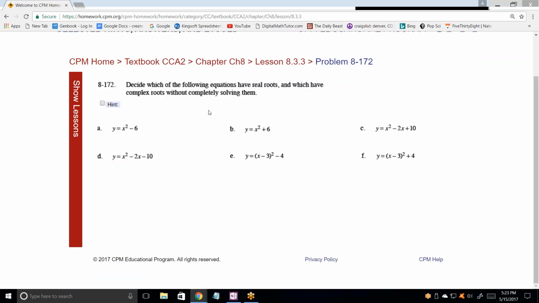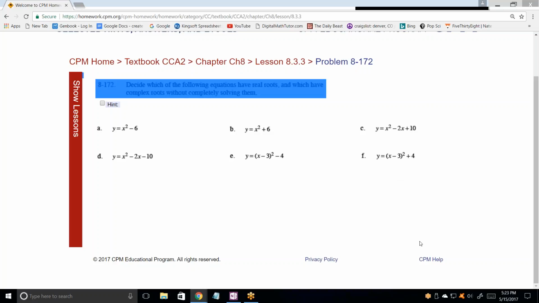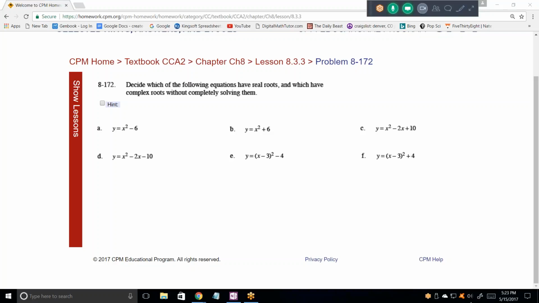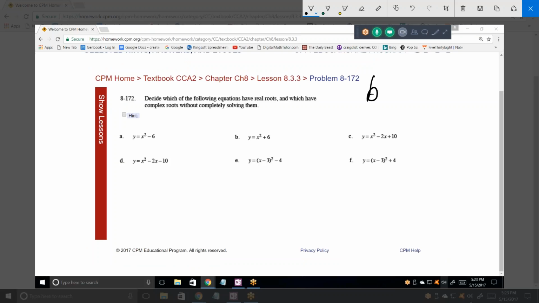What determines whether quadratics, these are all quadratics, every one of them, what determines what kind of roots it has? It's called the discriminant. What is the discriminant? It's what's inside the radical. In other words, b squared minus 4ac. Not with the radical, just all by itself, that's called the discriminant.